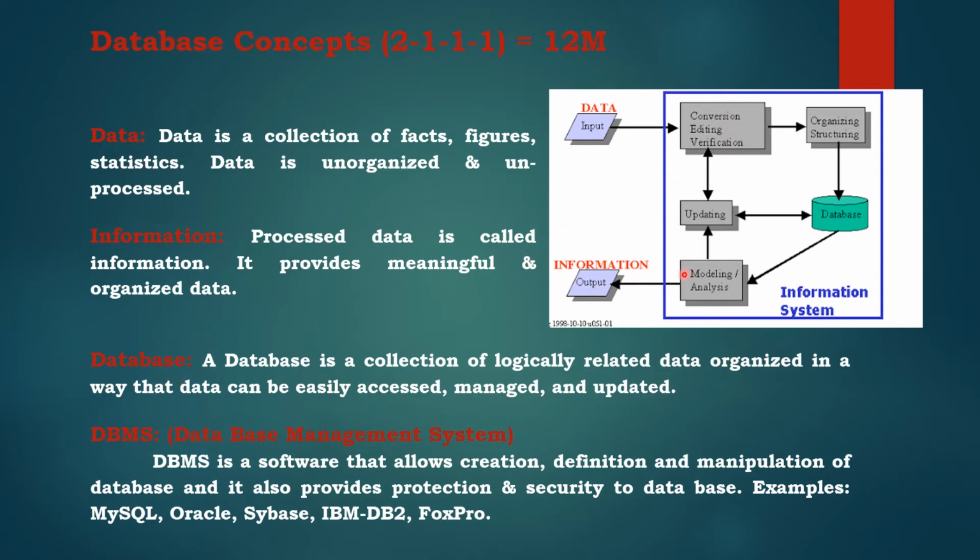What we get as the output, that processed data, is called information, and it provides meaning to the data and it is organized. You can give two differences here if the question comes for 2 marks. Data is a collection of raw facts and figures and it is unorganized and unprocessed. Information is processed data, first point, and it gives meaning and it is organized data.